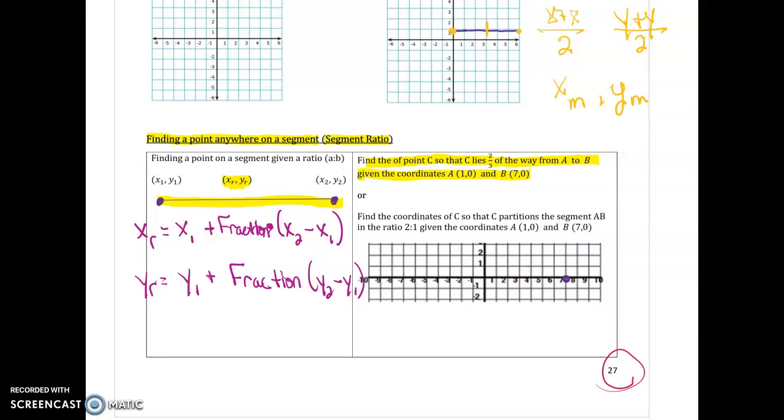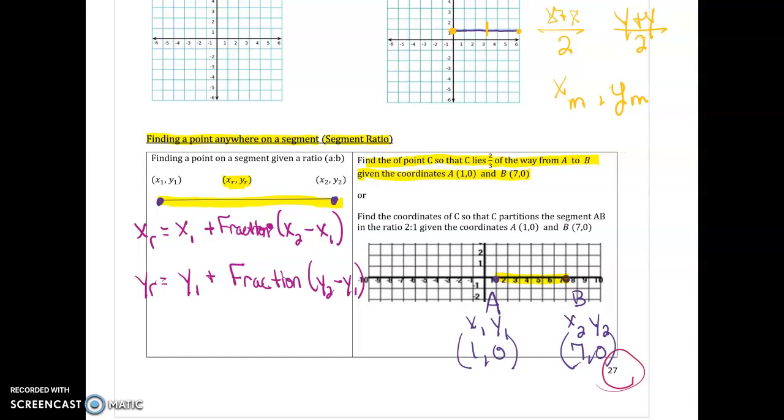All right, so starting with A to B. Here's my A, here's my B. Since I'm going 2/3 of the way from A to B, A is going to be x1, y1, because that's where I start, and I'm working my way towards B. So B will be x2, y2. And then I'm going to write their numbers below, 1, 0, and 7, 0. And now I'm ready to use my formula.